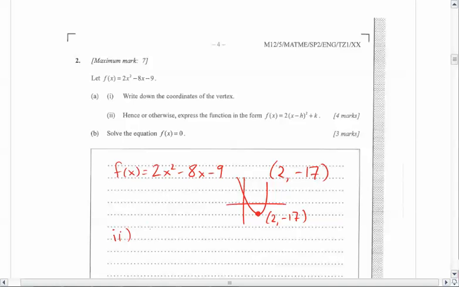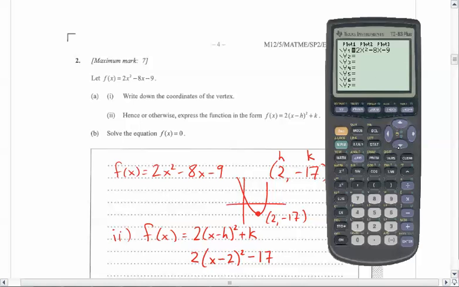So in order to write the function in completed square form, all I need to know is that the vertex is h, k. So I can just plug in 2 for h and 17 for k. If I'm not really sure if that works, what I'll do is just type it into my calculator and make sure I get the same picture. Maybe I'll make this a little bit darker so that you can see it. The first graph, second graph, they match, so I must be right.